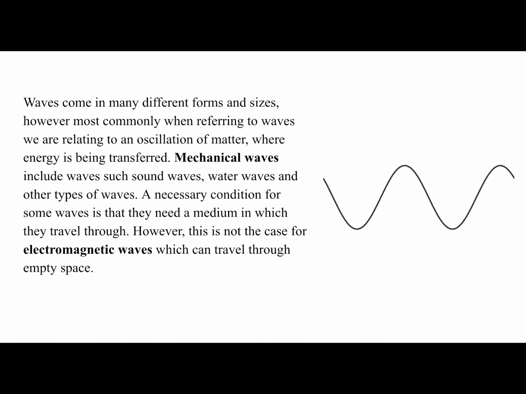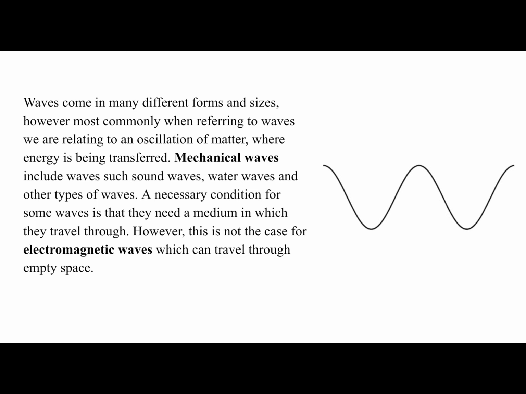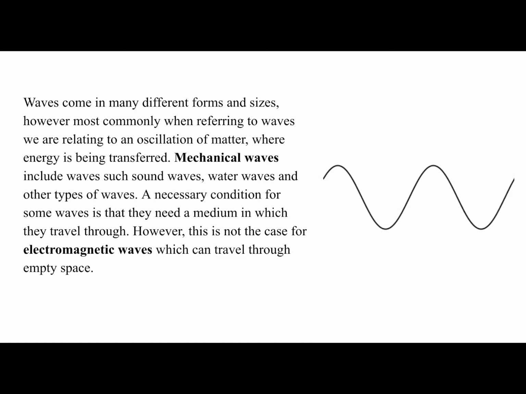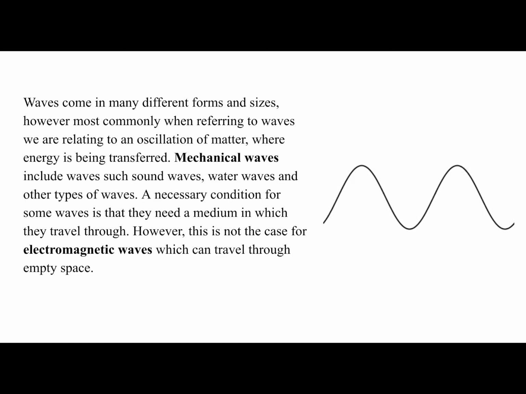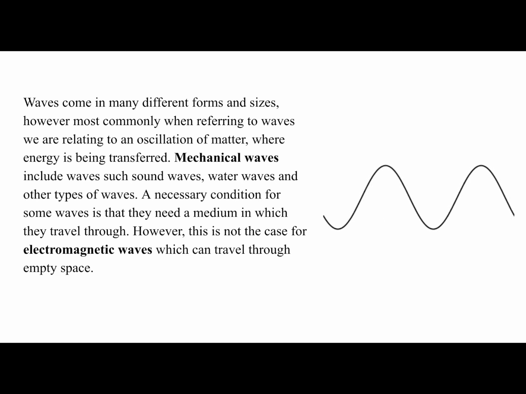So, when talking about mechanical waves, we could talk about waves such as sound waves, oscillating masses, water waves, and other types of waves. A necessary condition for mechanical waves is that they need a medium in which to travel.